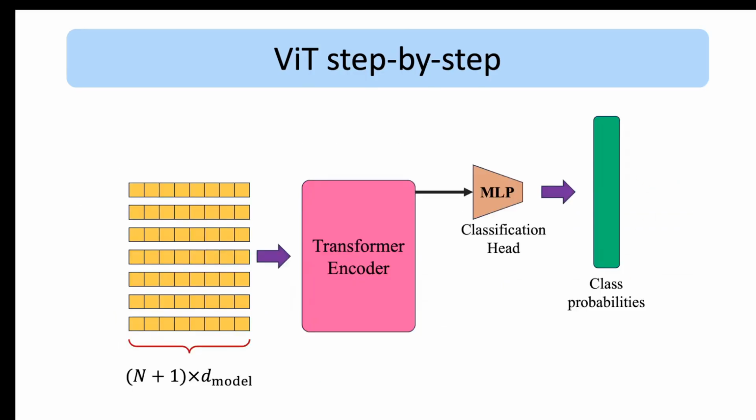Now we feed this matrix Z to the transformer encoder and extract the representations from the final layer. We then feed this representation to the classification head, which is shown as MLP, that has two linear layers. And finally, we get this vector of class probabilities as output.